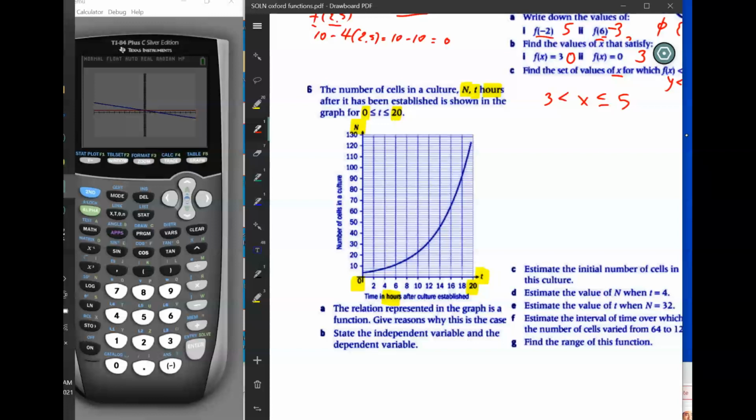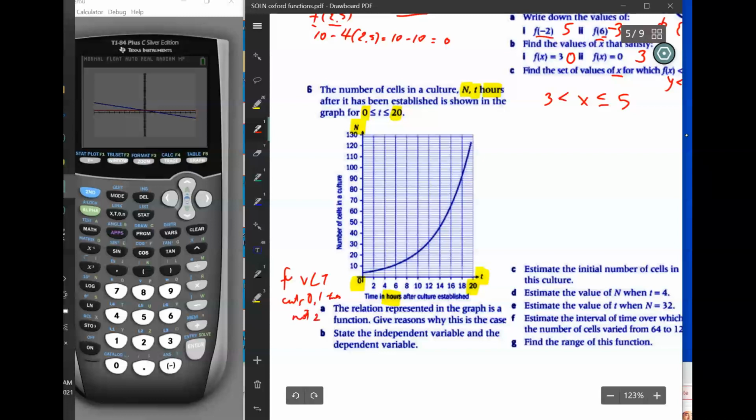Give reasons why this is the case. Again, when you have a graph and you're trying to prove it's a function, vertical line test, you draw vertical lines in several places, it cuts 0 or 1 times, not 2 times. That is why it is a function. Okay? So you would say, oh, it's a function because of the vertical line test: it cuts 0 or 1 times, not 2 times.